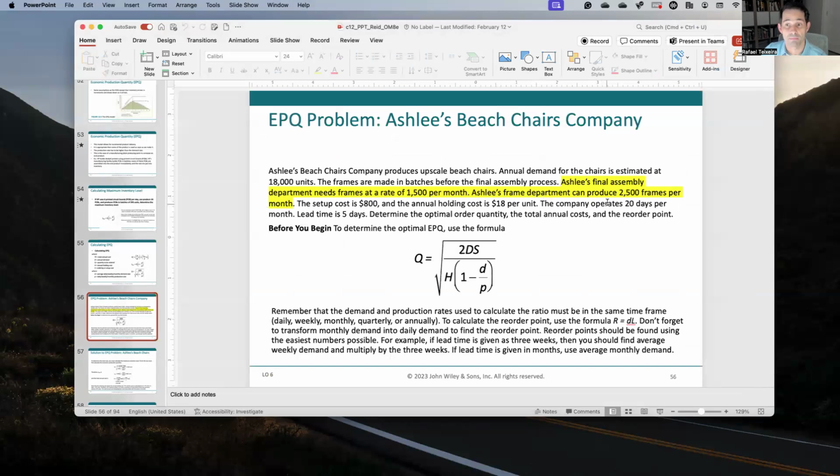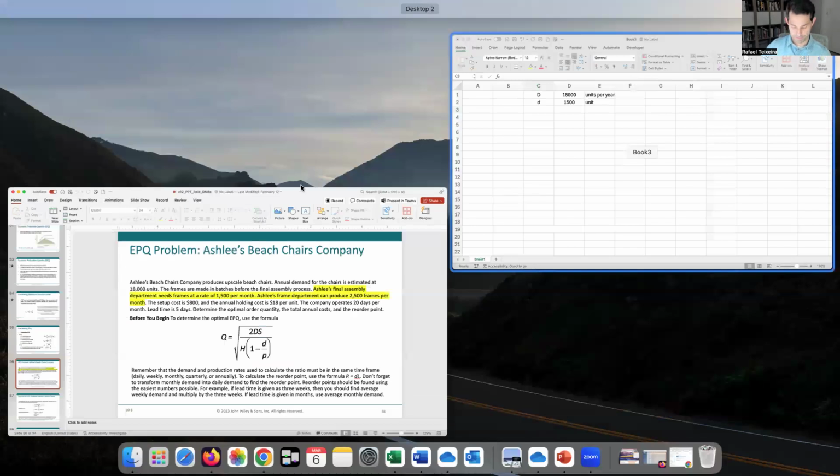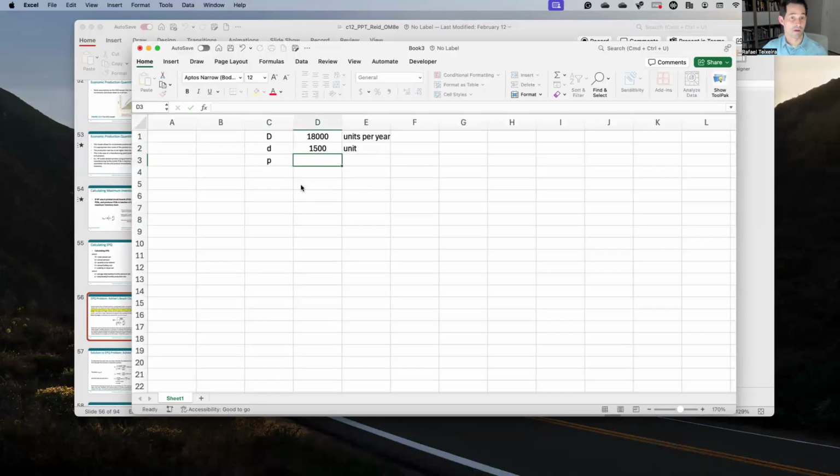Ashley's frame department produces 2,500. So the monthly production is 2,500.